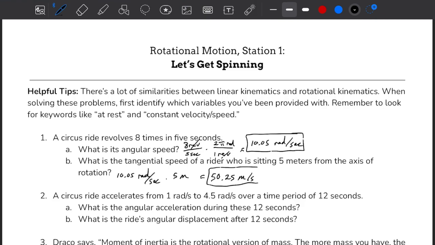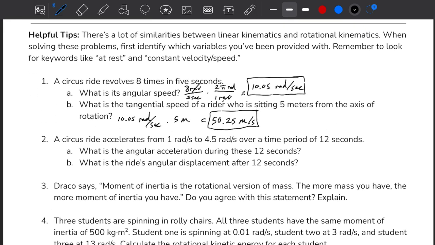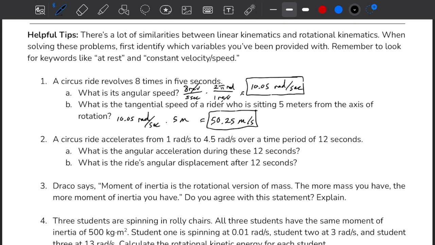A circus ride accelerates from 1 radian per second to 4.5 radians per second over a time of 12 seconds. So they're giving us some kinematic variables. Let's go ahead and record those. Omega naught is 1 radian per second. Omega would be 4.5 radians per second. And then t for time, lowercase t, would be 12 seconds. What's the angular acceleration during these 12 seconds?